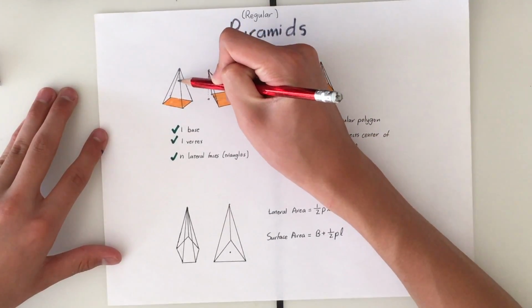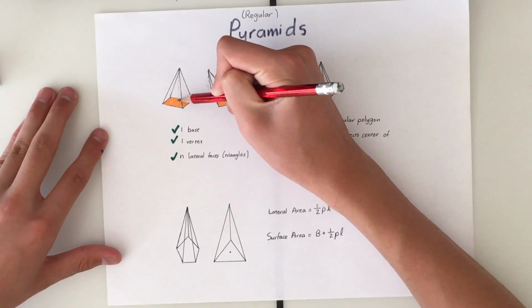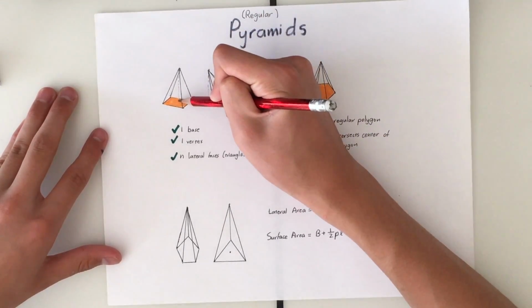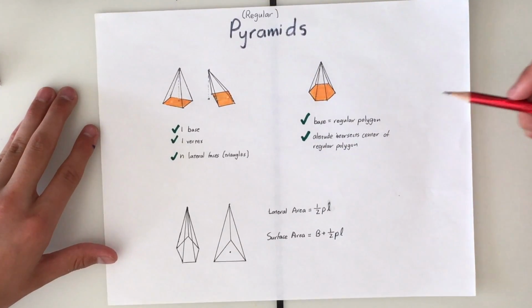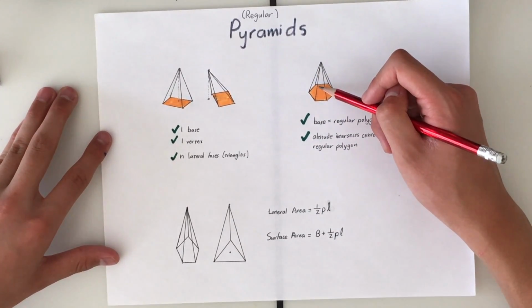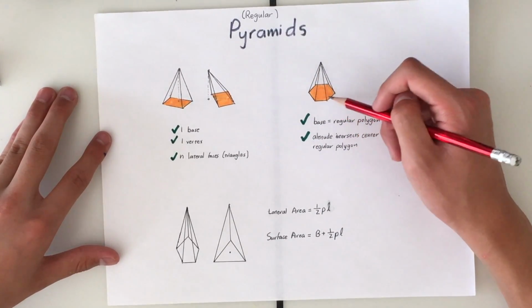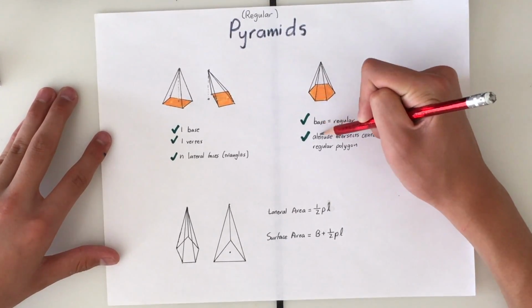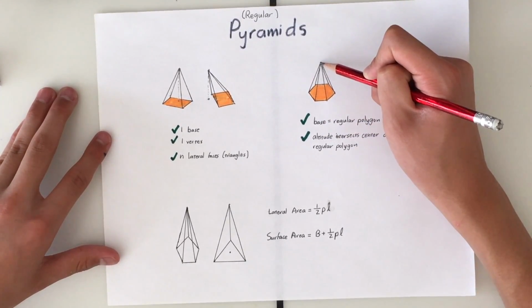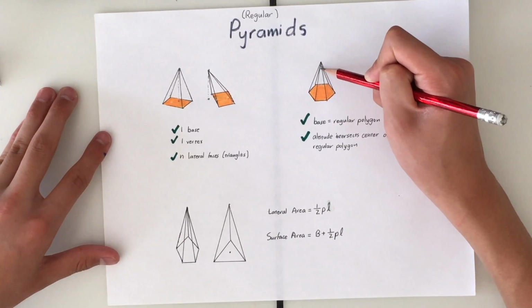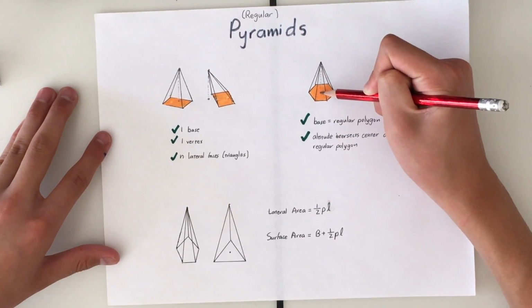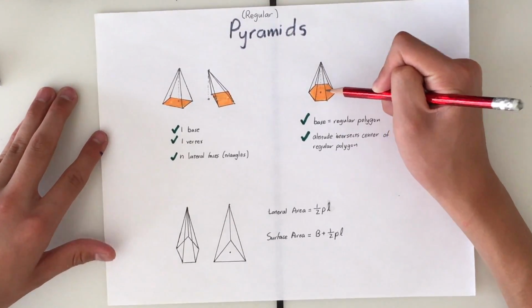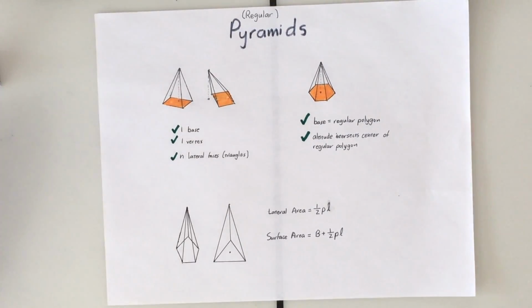And right here, this is a rectangle, and rectangles don't have a center. So this can't be a regular polygon either. But right here, this is a hexagon, so it's a regular polygon, and the altitude, the perpendicular distance from the vertex to the center, intersects the center of the hexagon, so therefore this is a regular pyramid. It's a regular hexagonal pyramid.